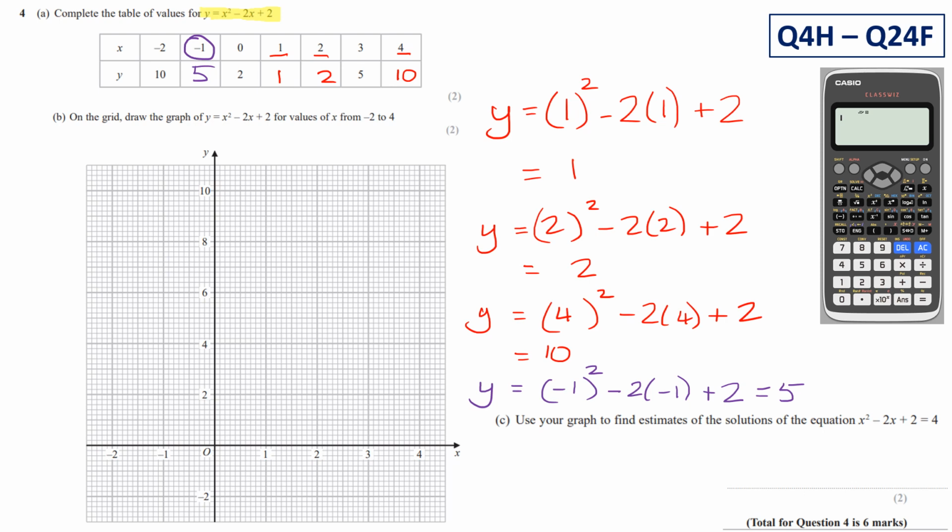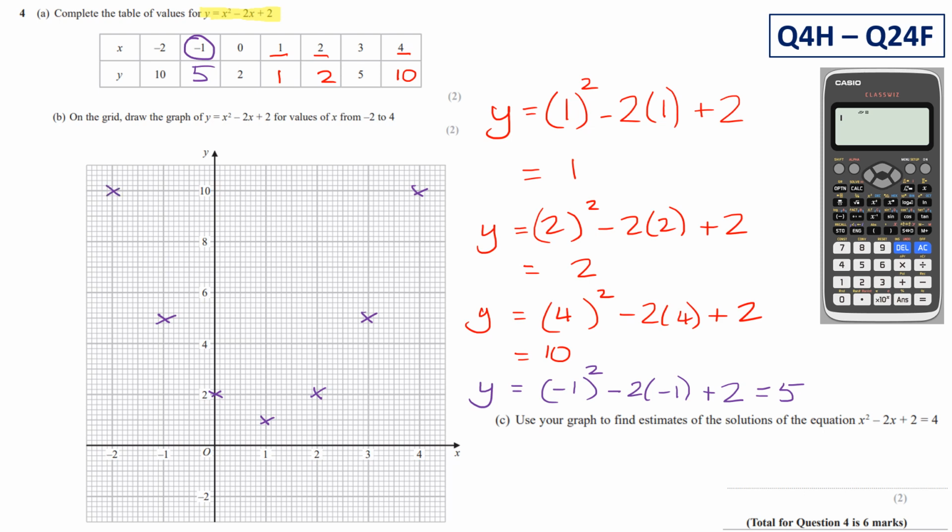So I need to plot all 5 of these coordinates correctly. So when x equals 4, y is 10. When x equals 3, y is 5. When x equals 2, y is equal to 2. When x equals 1, y is equal to 1. X equals 0, y is equal to 2. X equals negative 1, y is equal to 5. And x equals negative 2, then y is equal to 10.